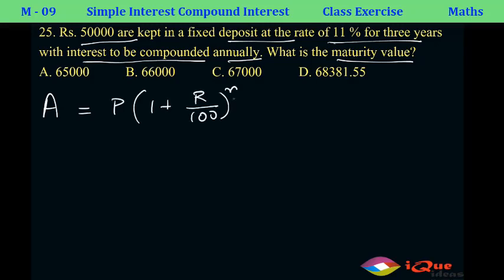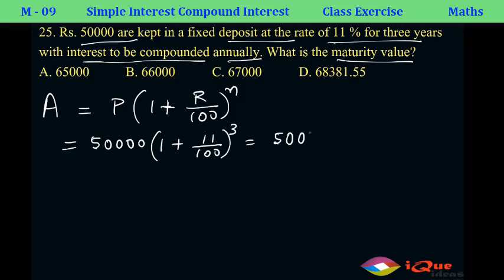to the power N. Here it is given that R is 11%, N is 3. So directly apply. P is 50,000. So it is 50,000 into 1 plus R, which is 11, divided by 100, to the power 3, which becomes 50,000 into 1.11 to the power 3. Now here there is a catch. Now look at these options very carefully: 65,000, 66,000, 67,000, and this is 68,381.55.